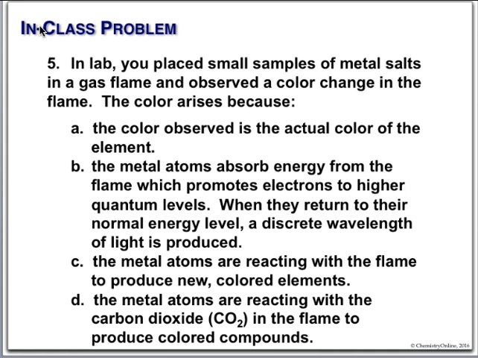Number one, it's the actual color of the element. Well, that's silly. Of course not. B, we'll skip B. Metal ions are reacting with the flame to produce new colored elements. Well, that's as silly as the first one. And D, metal ions are reacting with carbon dioxide, blah, blah, blah. Remember what we said about this.